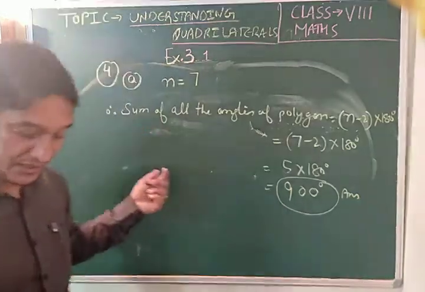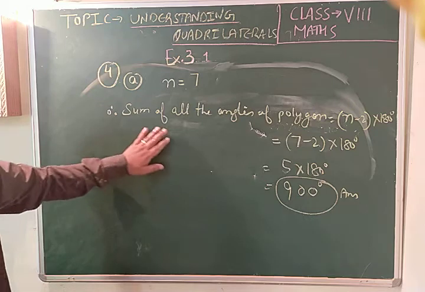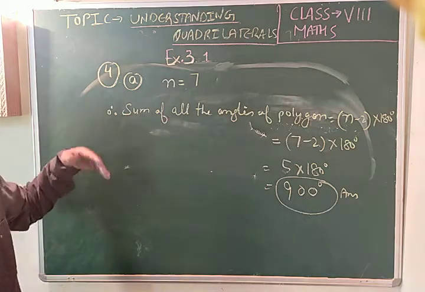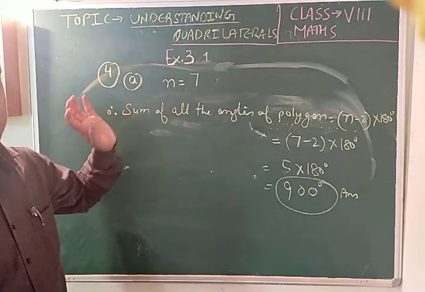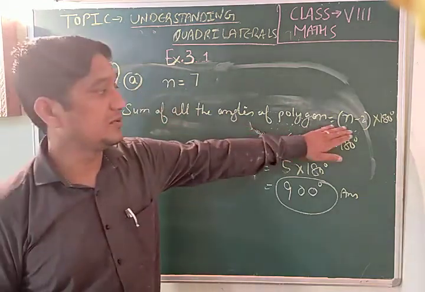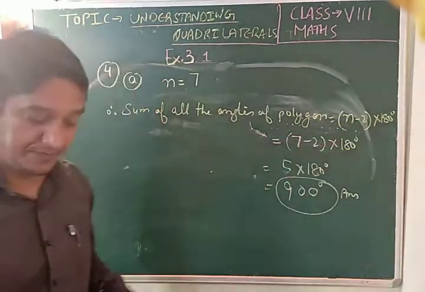Understood? So children, the rest of the parts, B part, C part and D part, try on your own. They are all the same. You can find the sum of all the angles of any polygon with any number of sides by using this formula, that is n minus 2 into 180 degrees.